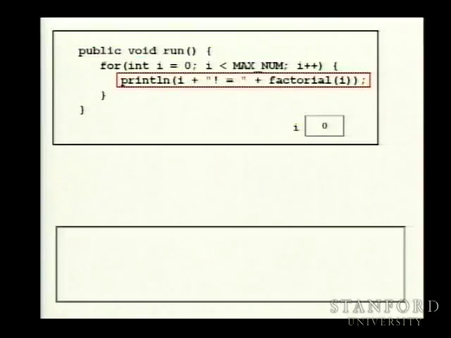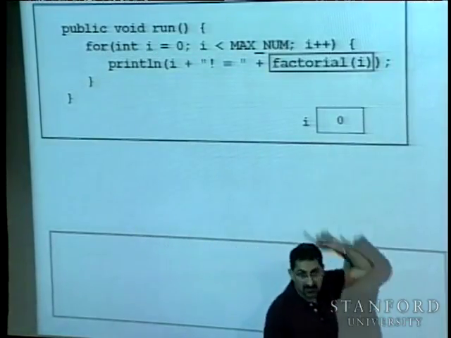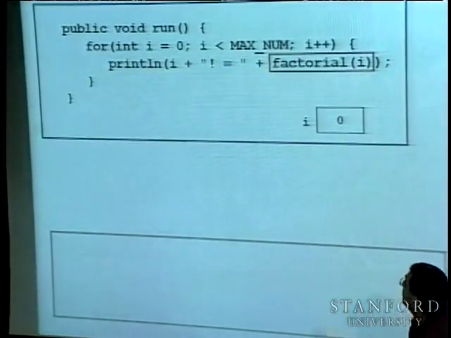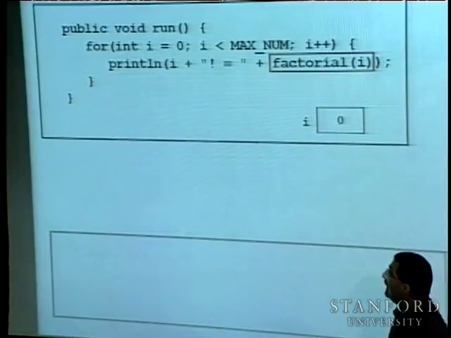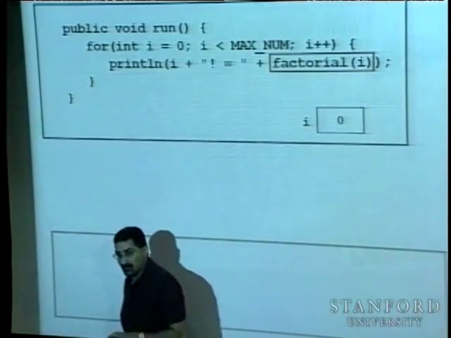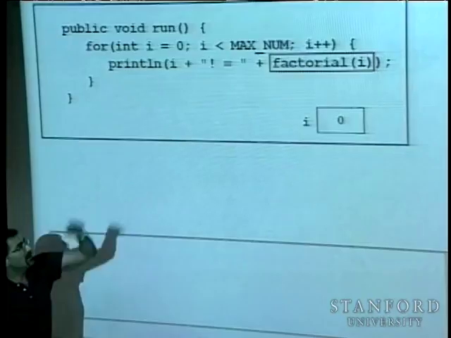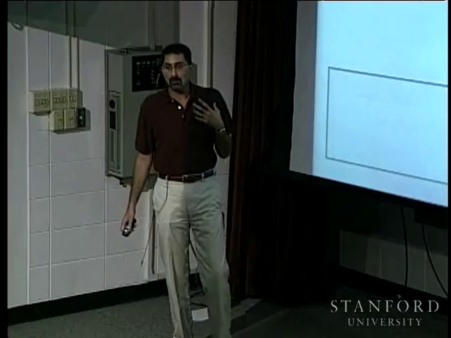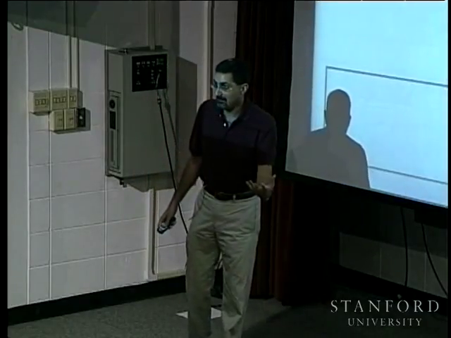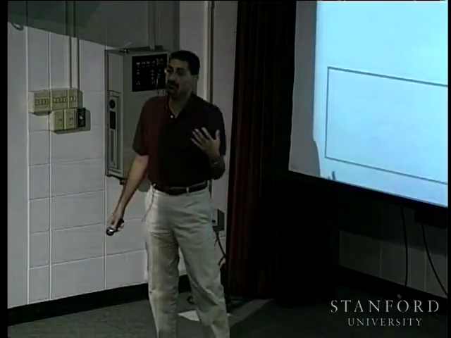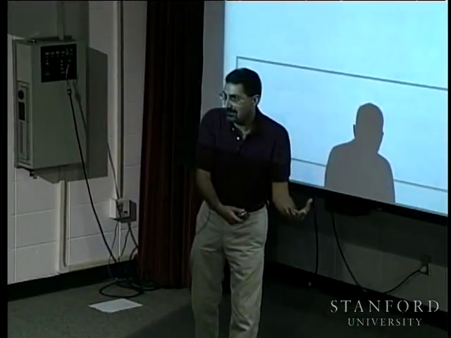Well, to execute this line, we need to make a method call over here to factorial, because we need to figure out what's the factorial of I in order to be able to print it out on the line, right? So we call factorial, and we say, hey, factorial, what I'm going to give you is I. Now, I'm not actually going to give you I, because I is my little friend. What I'm going to give you is a copy of I, okay?